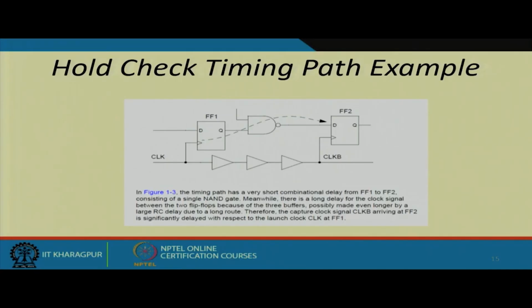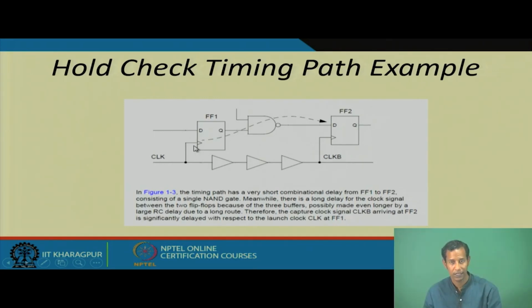In the previous lecture we saw how we perform the setup timing check in the corresponding circuit. Now we will see the hold time check for a particular circuit. If we take the same circuit as an example, the clock is connected directly here and then to the second flip flop.